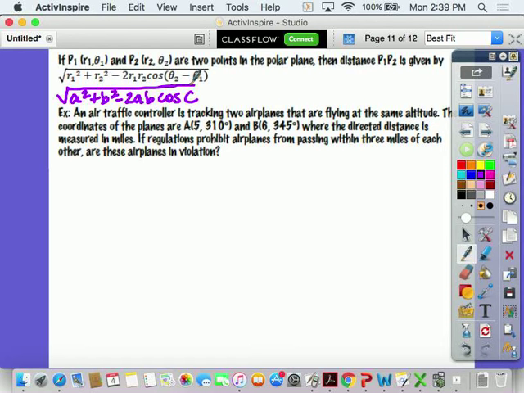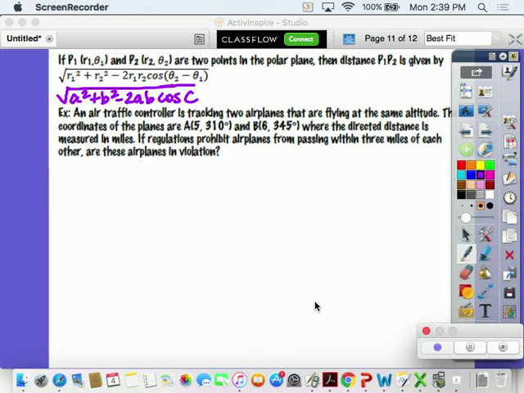An air traffic controller is tracking two planes that are flying at the same altitude. The coordinates of the planes are at A and B, and of course their distance is measured in miles. If regulations prohibit airplanes from passing within 3 miles of each other, are these planes in violation? So let's make sure we understand what the question is asking. We have two planes flying at the same altitude, at those respective coordinates. Regulation prohibits planes from passing within 3 miles of each other. So if they're within 3 miles, they're in violation. We're trying to figure out, are these planes in violation?